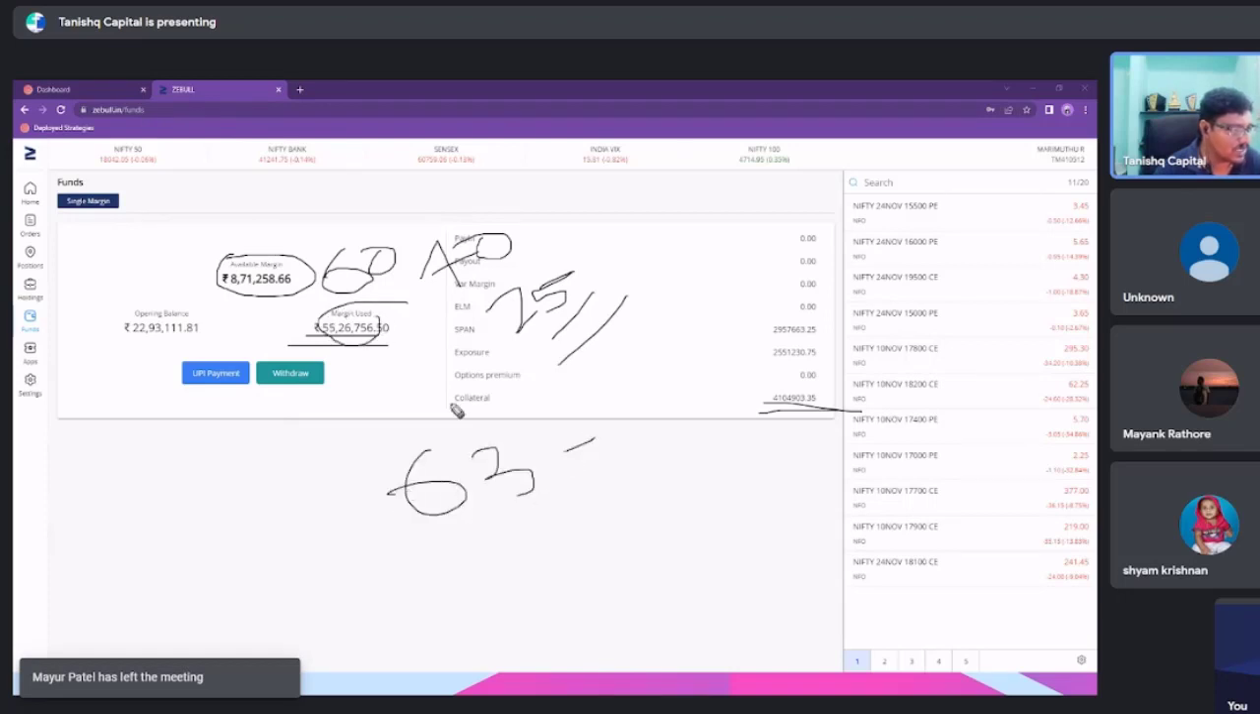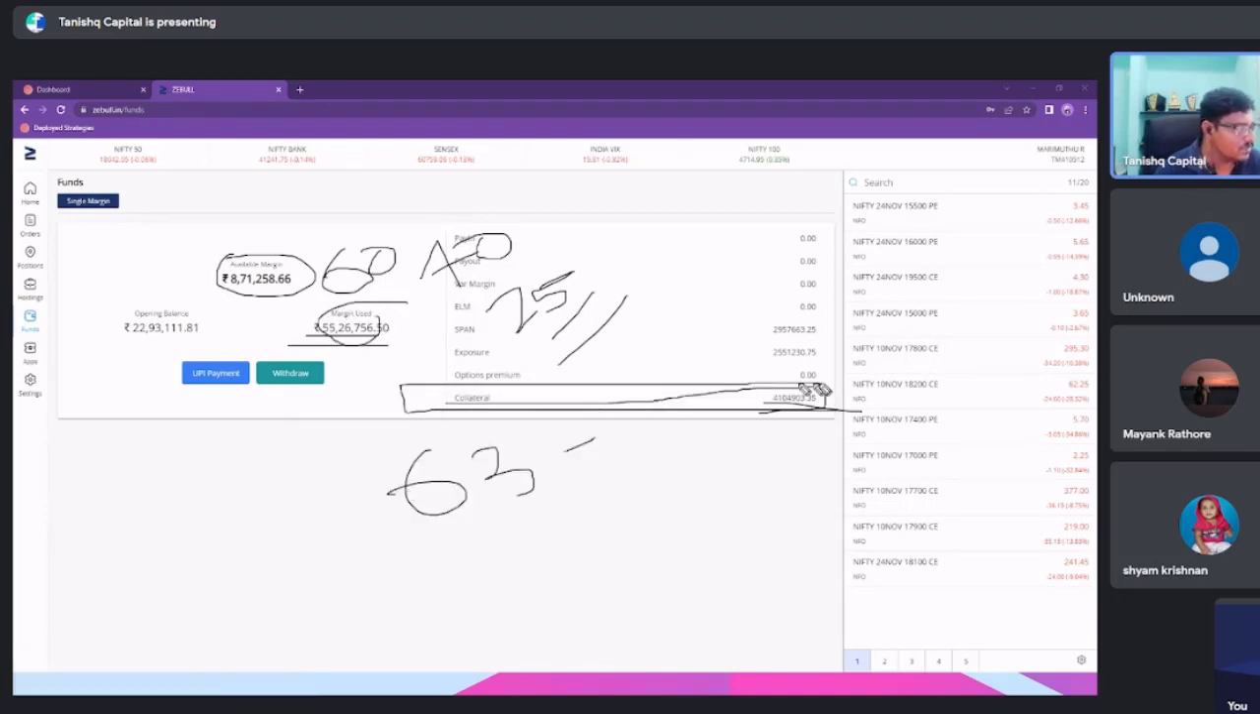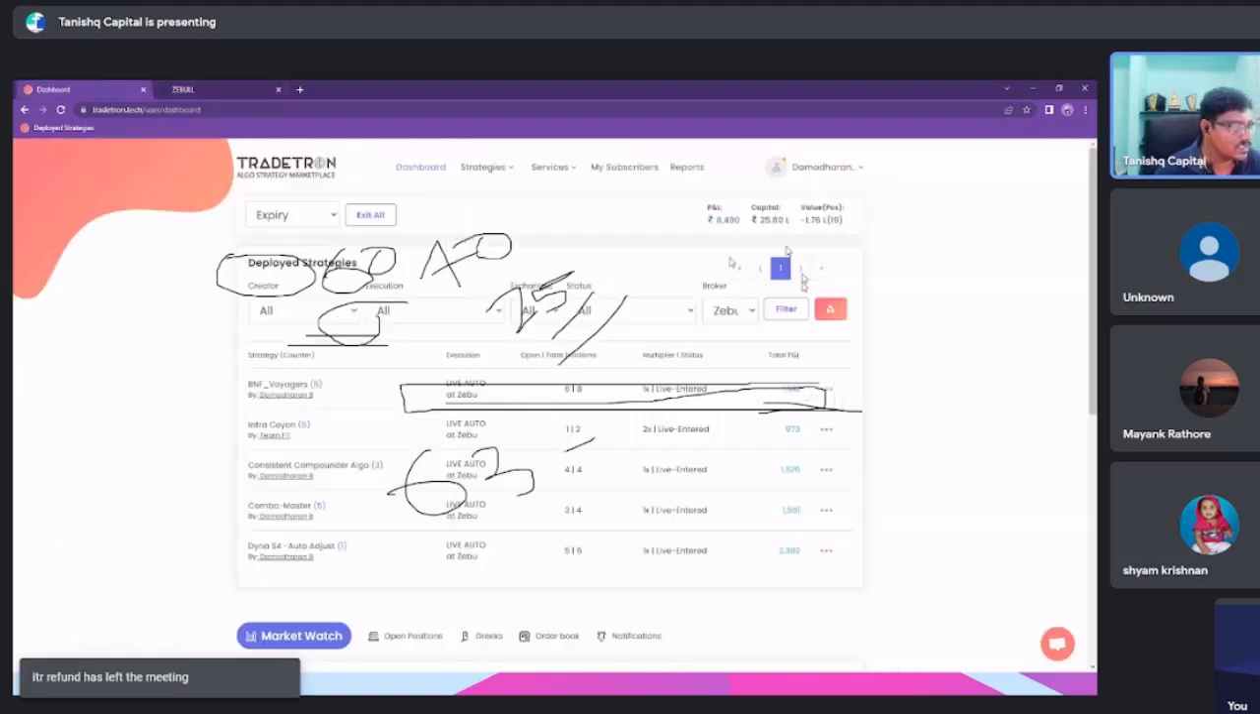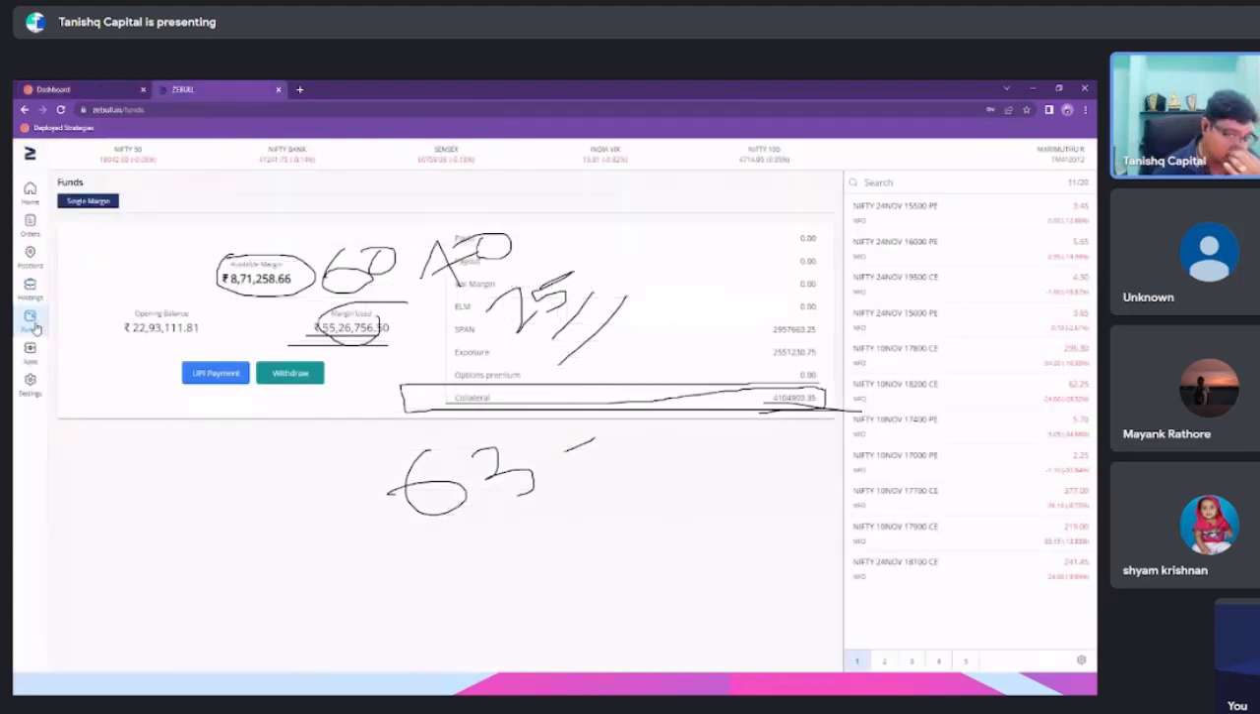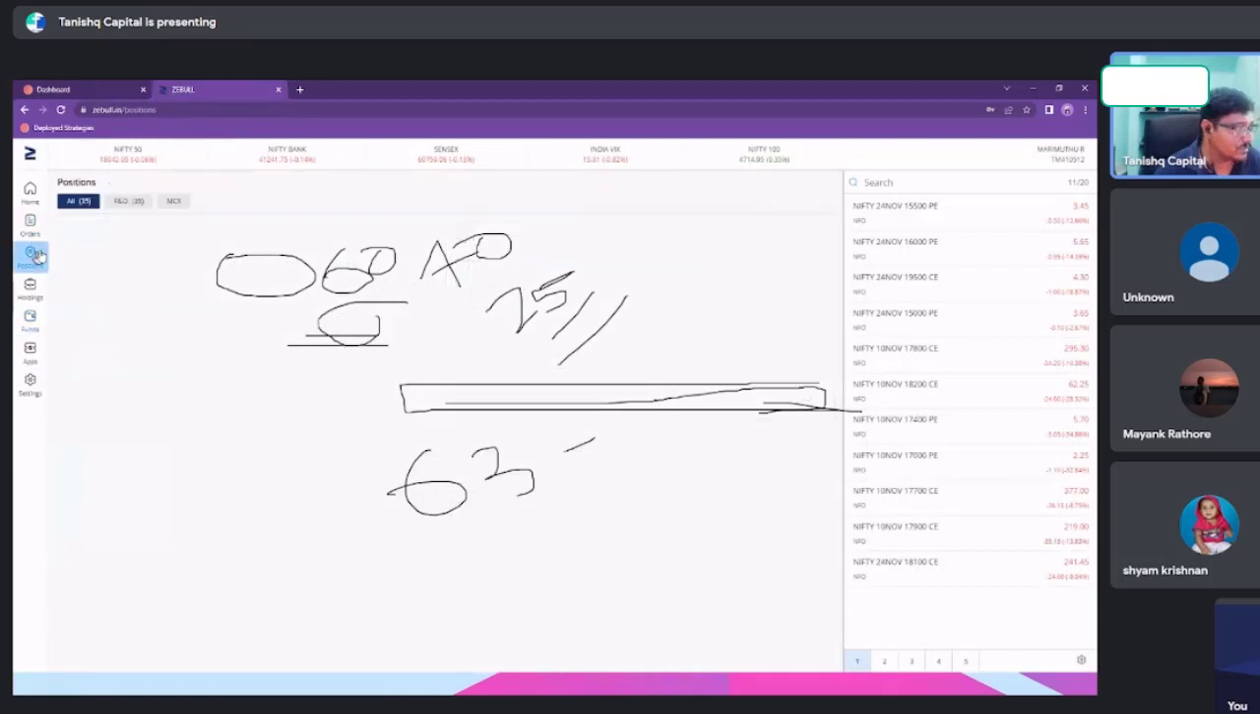That means it is a collateral account. Positional is also going on, and that is what you are looking at in all these trades. So 25 lakh is deployed, and it also runs on positional. Very simple, right? Very simple.